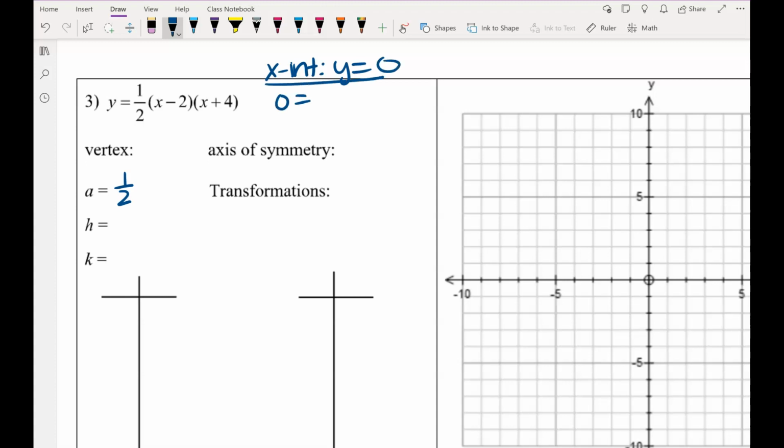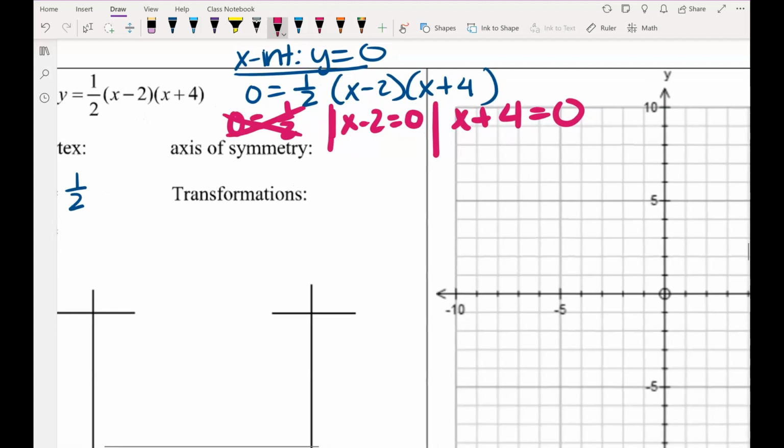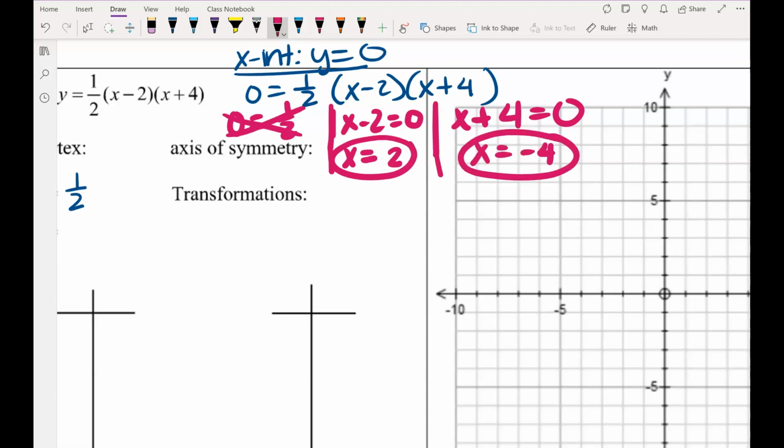So 0 equals 1/2 times x minus 2 times x plus 4. Students, is 1/2 ever going to be equal to 0? Yes or no? No, so we ignore it. Then we're going to take the next one. X minus 2 equals to 0. X plus 4 equals to 0. X minus 2, Ian, equals to 0. So our first X intercept is at where, Ian? Second X intercept, Ian, is at where? Perfect. Let's plot it, okay?